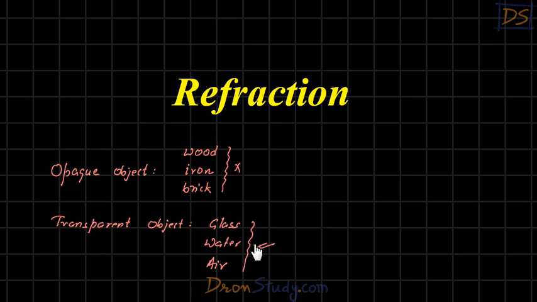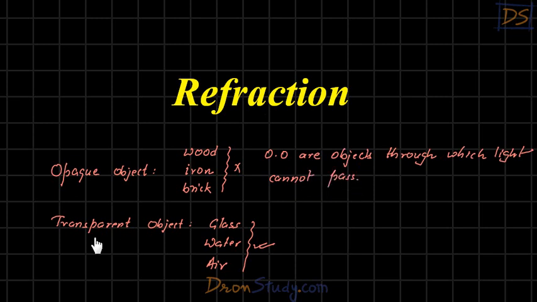So these objects through which light can pass are called transparent objects, and these objects through which light cannot pass are called opaque objects. So students, we can write: opaque objects are objects through which light cannot pass. Okay students, very simple thing. And transparent objects are objects through which light can pass.